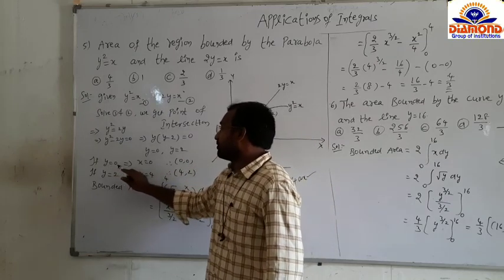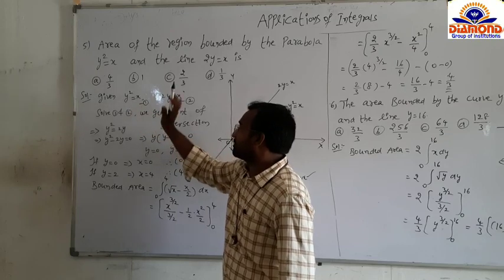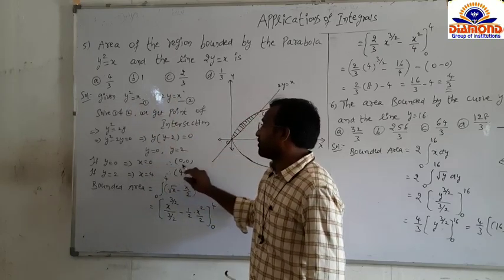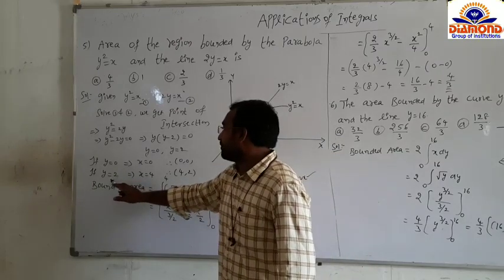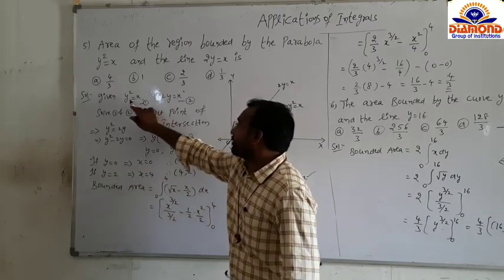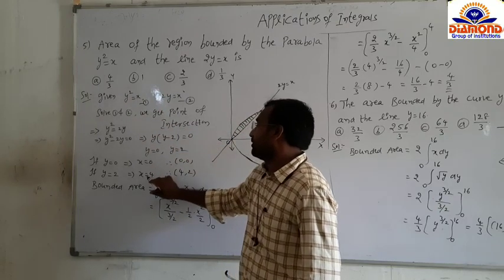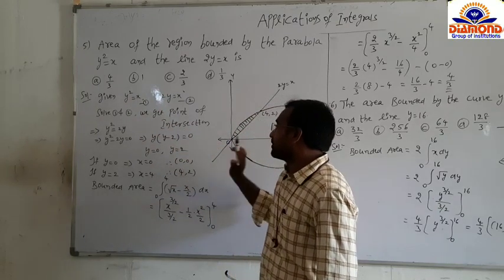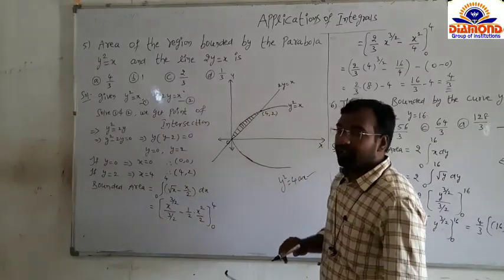If y equal to 0, substitute here. What do you get? y equal to 0 means x is also 0. Therefore one point is the origin. Next, if y equal to 2, substitute here. What do you get? x equal to 2 square, so the x value is 4. Therefore the point is 4 comma 2. So the point of intersection is 4 comma 2. Now you find the area.